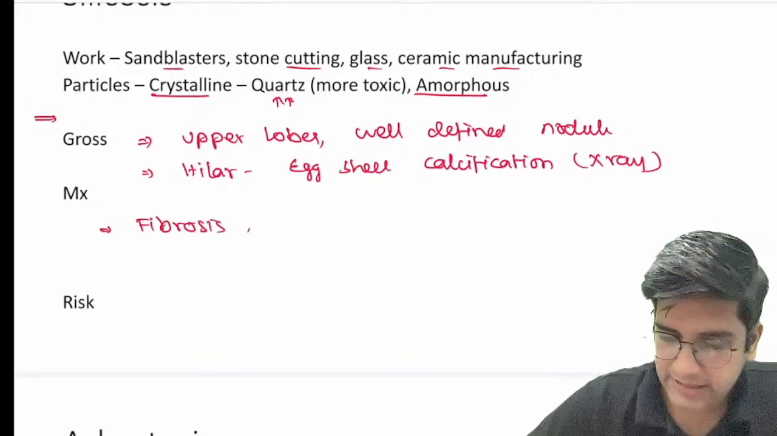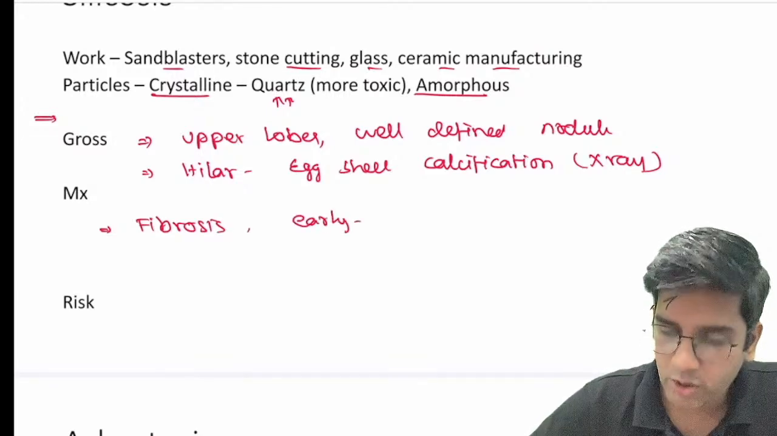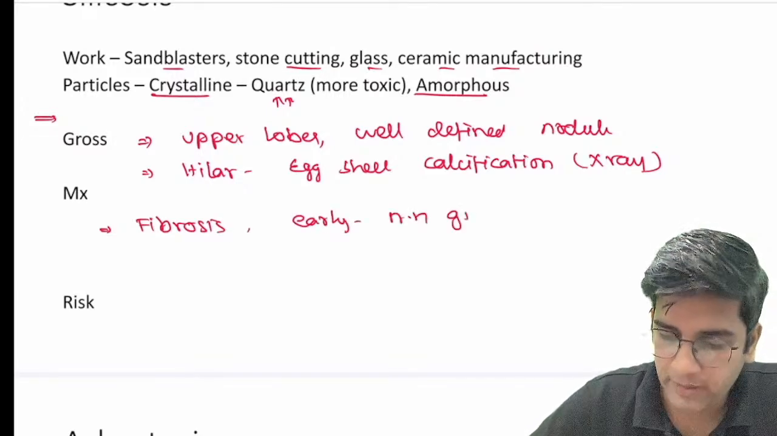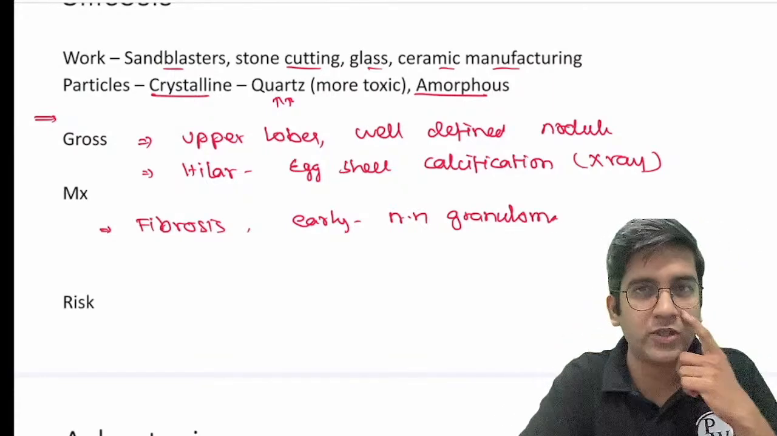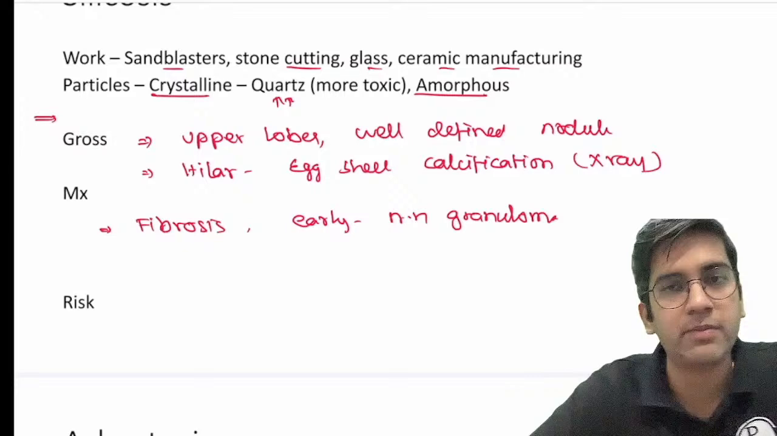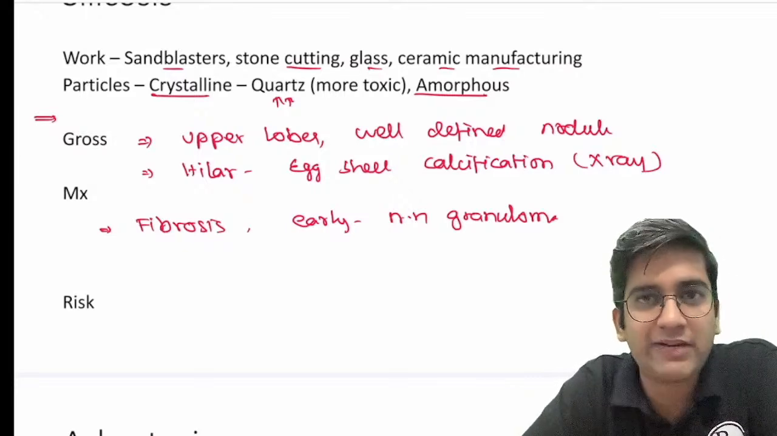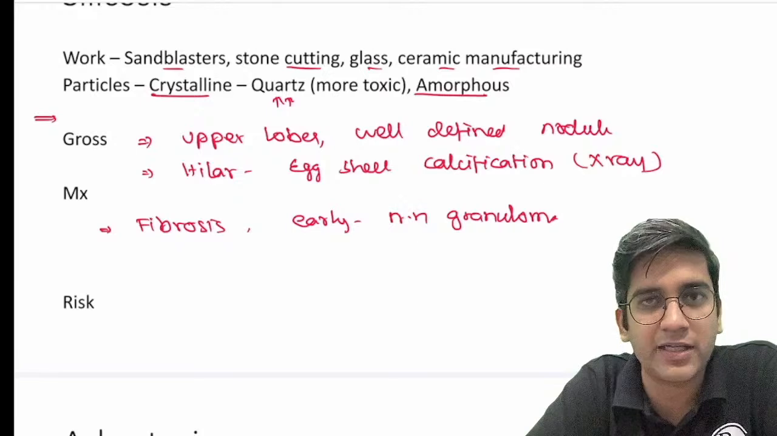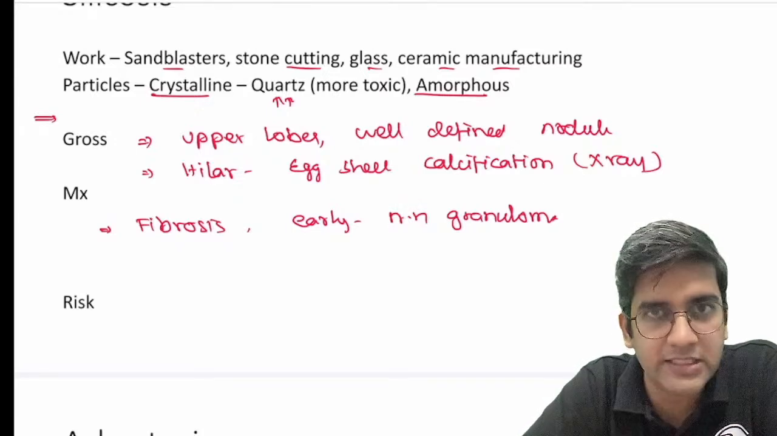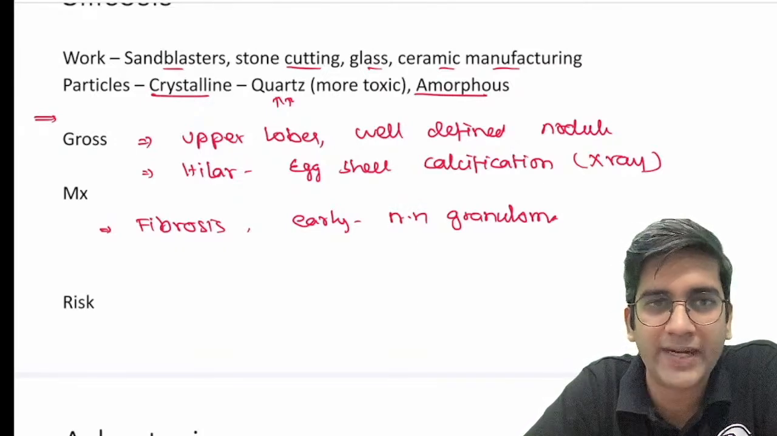In early stages, obviously you'll have non-necrotizing granuloma. If a microscopy is alone given, how do I know if it's a silica particle or a carbon particle? A carbon particle will have a color, right? With a black color, I can easily say it's a carbon particle. How can I identify silica? We have read this in the classes. Anyone, any way to identify the silica?